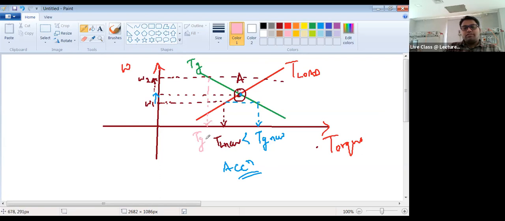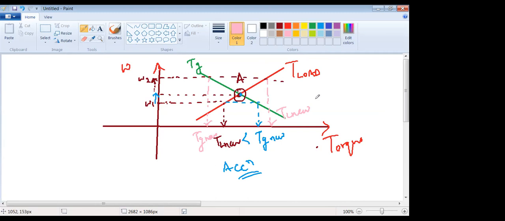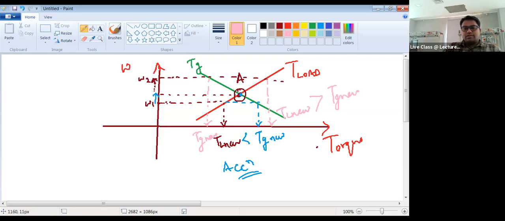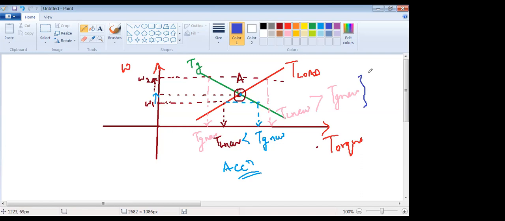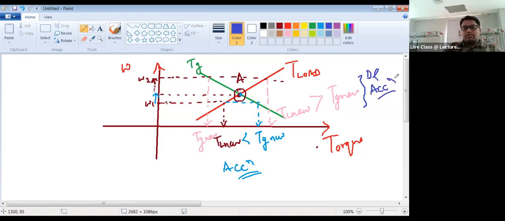So owing to this, what will be the values of new speeds and new torque values? This will be Tg new, the pink one, and this will be the value for TL new. Which one is greater? TL is greater than Tg new. So what will happen? Deceleration. The speed will go down.